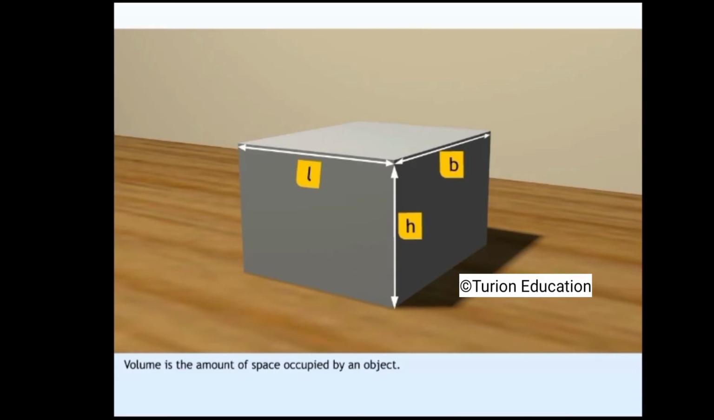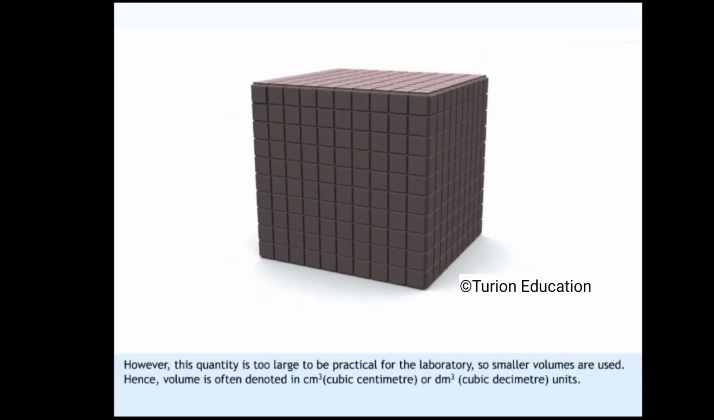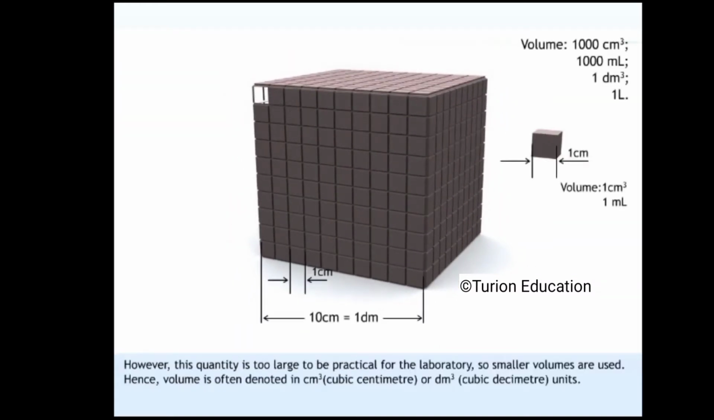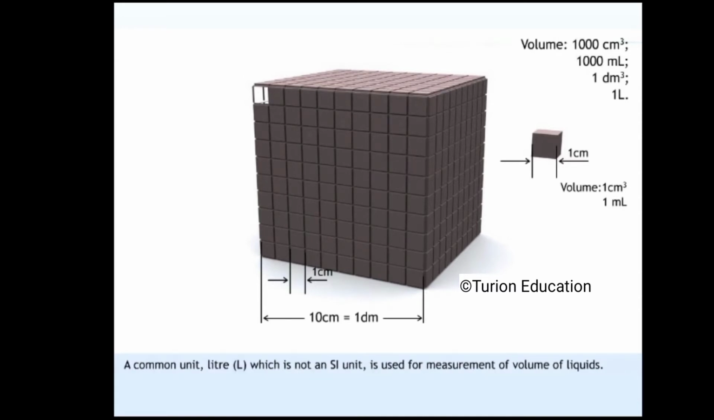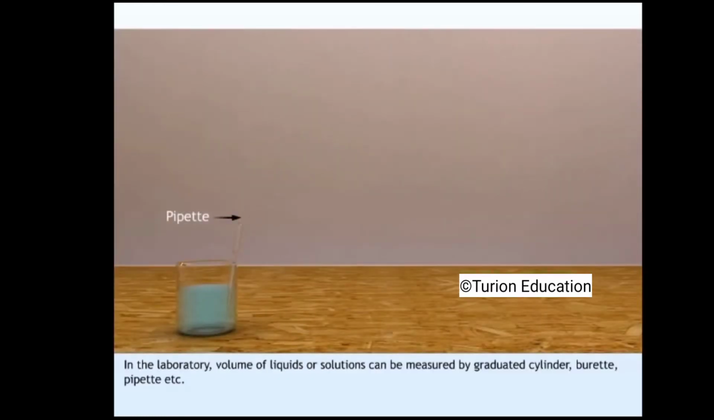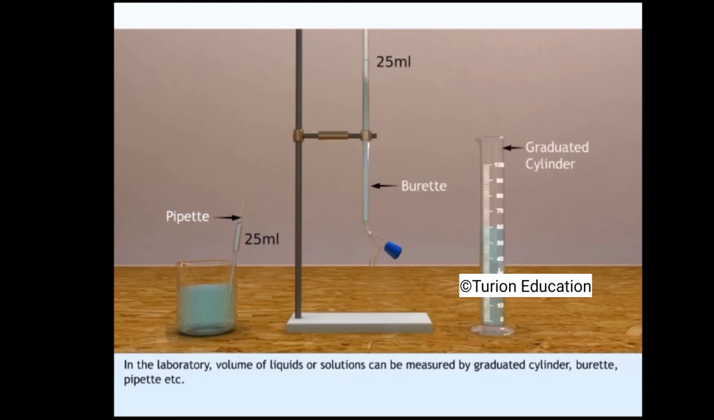Volume is the amount of space occupied by an object. The SI unit of volume is cubic meter. However, this quantity is too large to be practical for the laboratory, so smaller volumes are used. Hence, volume is often denoted in centimeter cube or cubic decimeter units. A common unit, liter, L, which is not an SI unit, is used for measurement of volume of liquids. 1 liter equals 1000 ml, 1000 centimeter cube equals 1 decimeter cube. In the laboratory, volume of liquids or solutions can be measured by graduated cylinder, burette, pipette, etc.